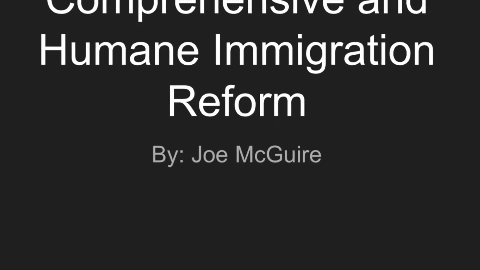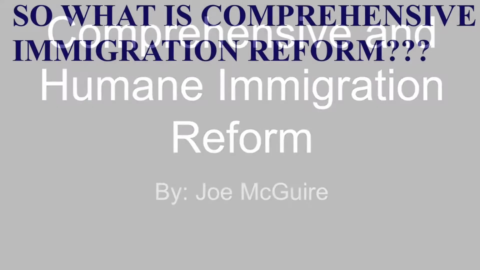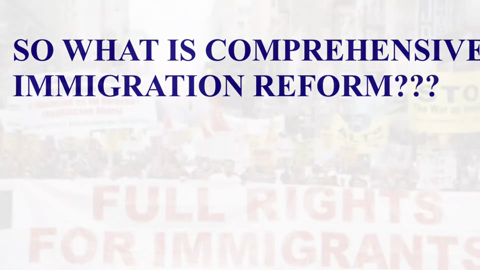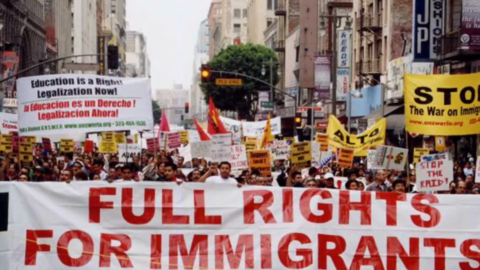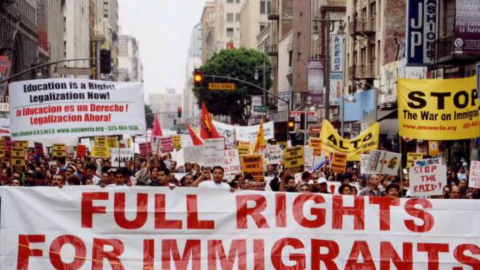Hello everyone, today we are going to talk about comprehensive and humane immigration reform. So what is comprehensive immigration reform? There are 7 principles to comprehensive immigration reform. The first principle is cut the numbers.